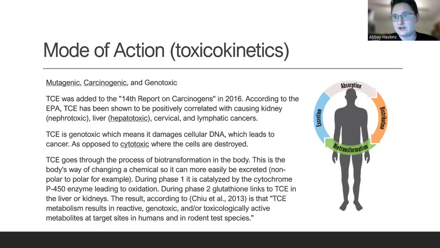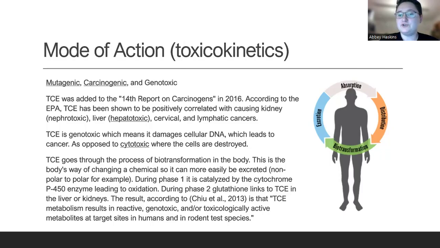And then as opposed to cytotoxic, which we talked a little bit about, that means that the cells are fully destroyed. And then TCE goes through this process of biotransformation in our bodies, and this is important for it being carcinogenic and mutagenic. It's the body's way of changing a chemical so it can be more easily excreted, usually through bile or through urine. There are two phases during this process. They're kind of complicated, but to simplify it, phase one is when TCE is catalyzed by an enzyme called cytochrome P450, and that leads to it being oxidized.